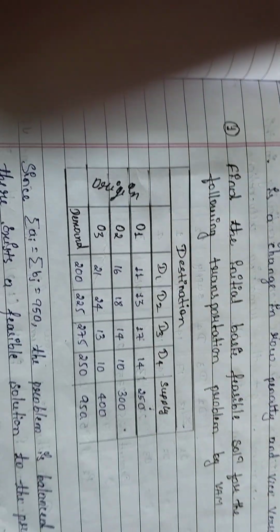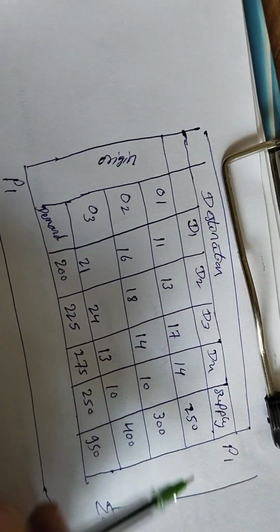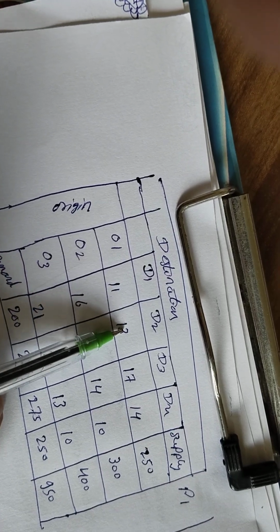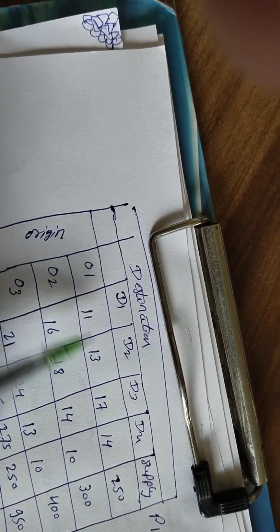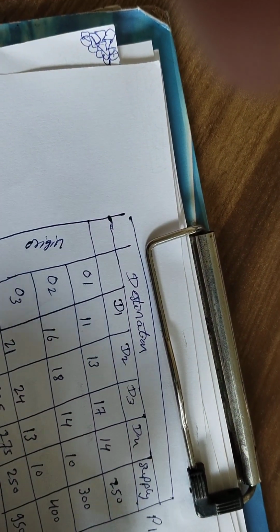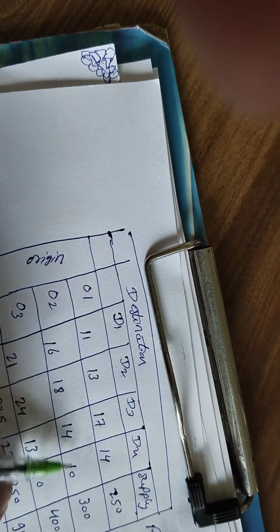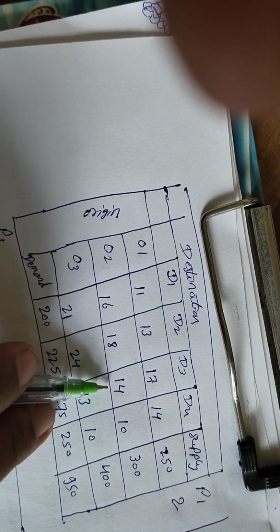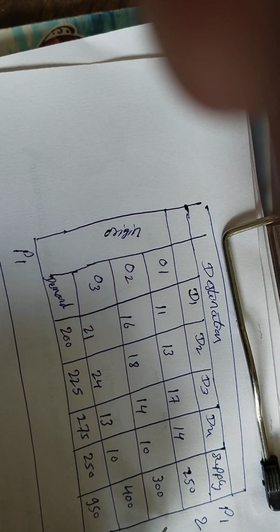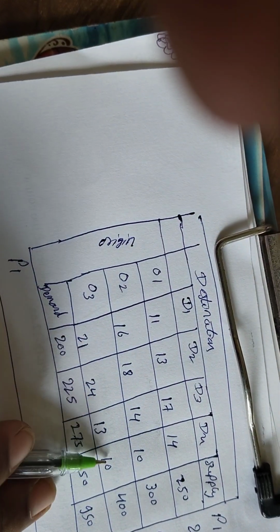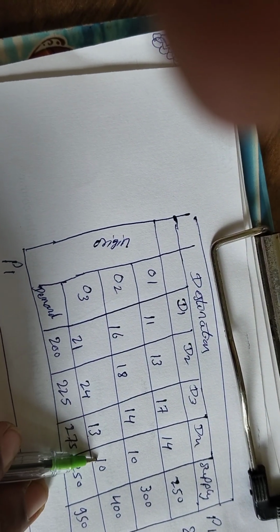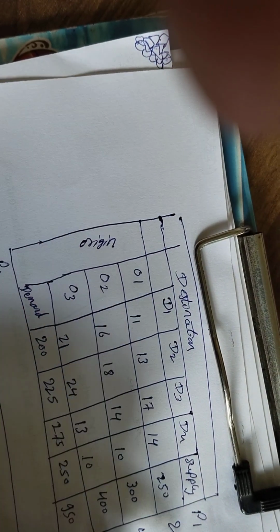The penalty is calculated in such a way that we have to see the two least numbers present in the table. Here in this row, the two least numbers are 11 and 13. The difference, 13 minus 11, is 2. So row wise you get the difference. Here it is 2. And here in this row, 14 and 10 are the least numbers, so the difference is 4. Next, the least numbers are 10 and 13. 13 minus 10 is 3. This is the penalty row wise.